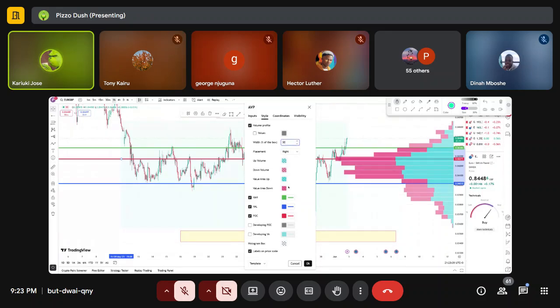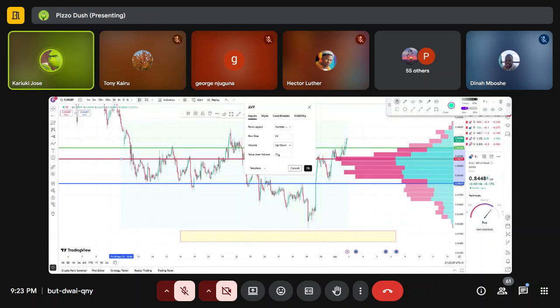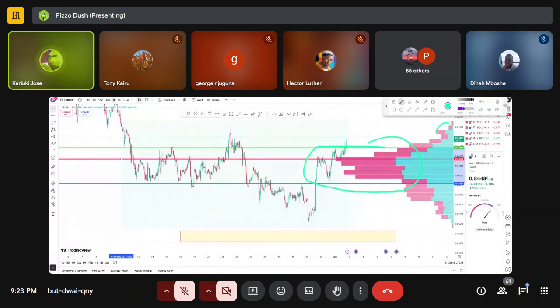Hakuna kitu kingine unafaa kuset hapa hivi, just make sure your width of the box is at 30%. So nothing else unafaa kuset. Value area inafaa kwa 70%. So value area ni area yote ndio value area, hii ni highlighted. Hii nyingine sasa sio value area. Value area ni hii ni highlighted, it's 70% of the volume profile.